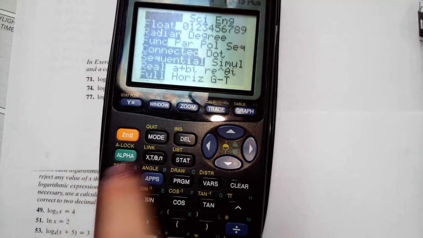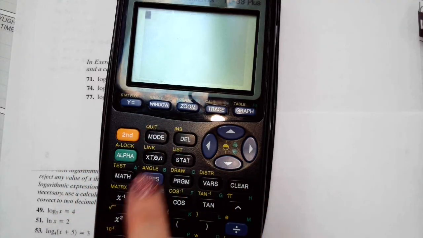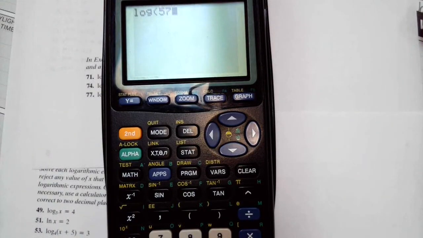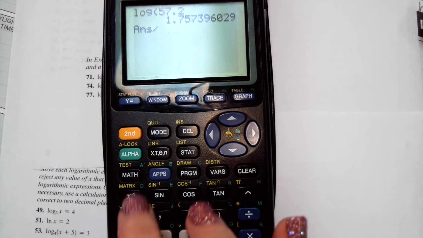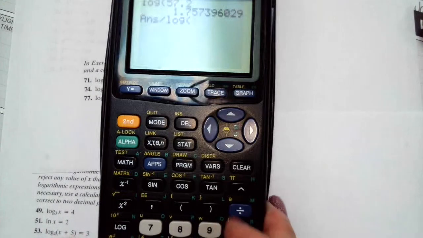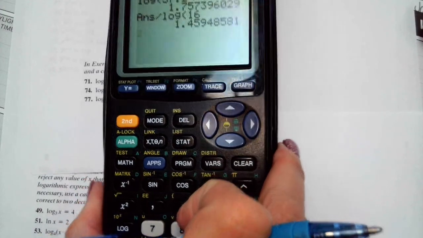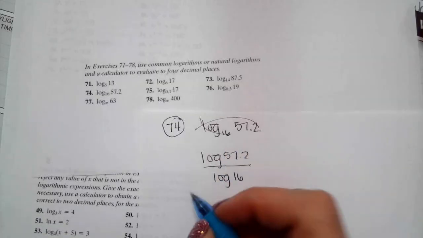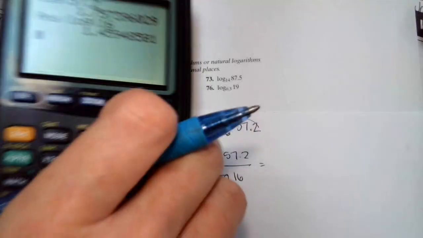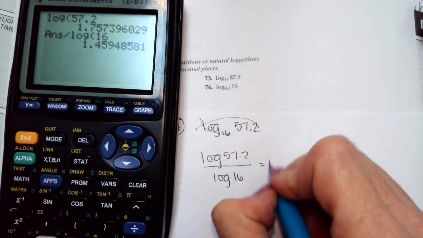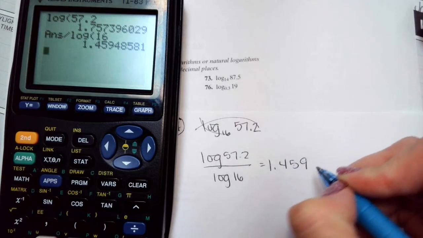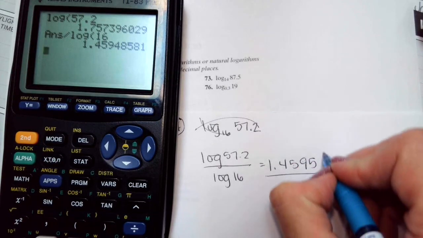So then we've got log of 57.2 and divide that by log of 16. And that's going to give me 1.459. Oh, it said to the 4th place value. So 1.4595, and that would be the answer.